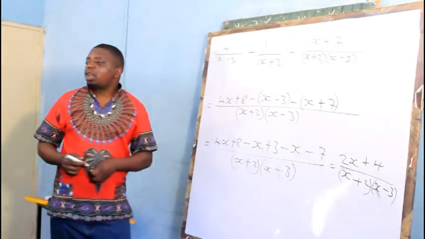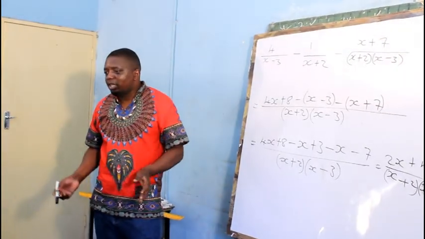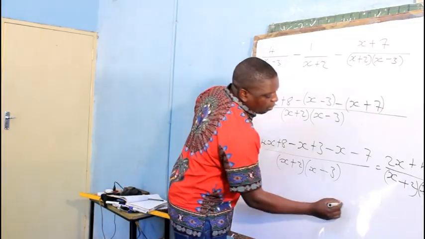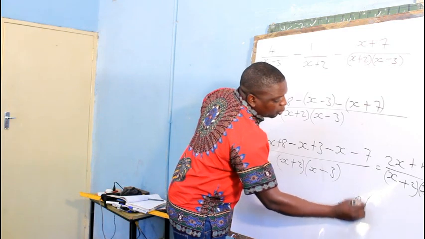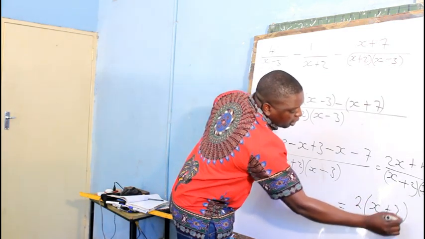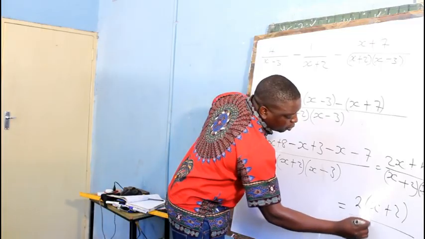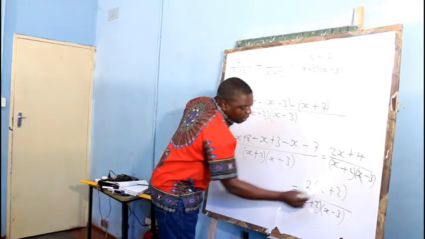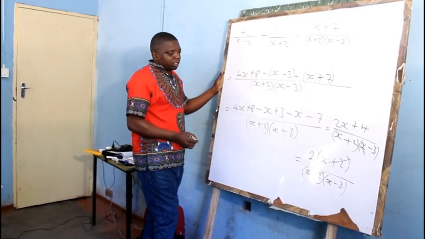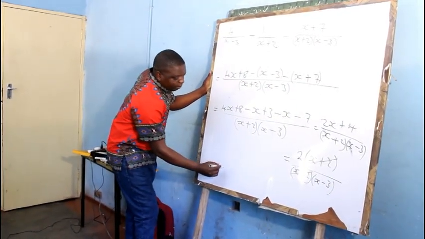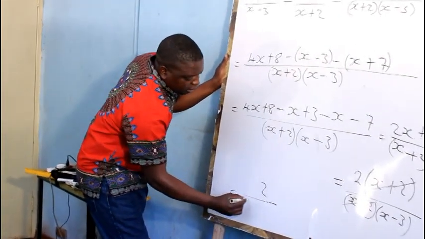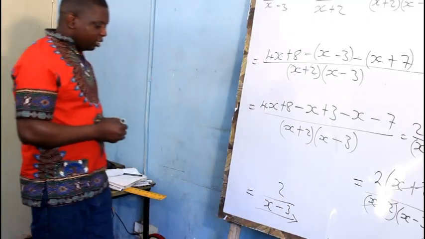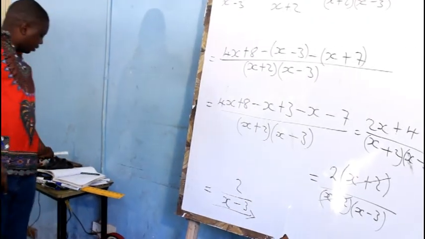So we factorize the numerator so that you can identify if there are any factors to cancel off. It becomes 2 in bracket x plus 2 over x plus 2 factor of x minus 3. So x plus 2 and x plus 2 cancel. What will be our final answer? 2 over what? X minus 3.